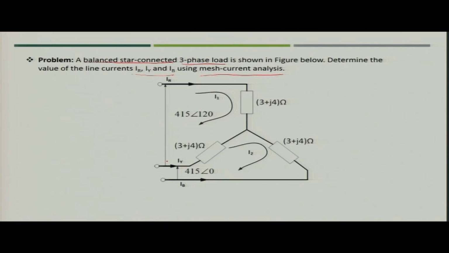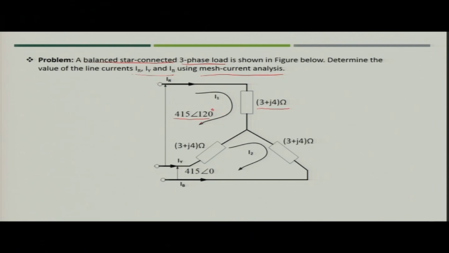The line to line voltage, that is the voltage across these two terminals, is given as 415 angle 120 degree, and between these two nodes is 415 angle 0 degree, and this is a balanced 3 phase load. So, the impedance across the loads is 3 plus 4j ohm. Now, we have to apply mesh current analysis.